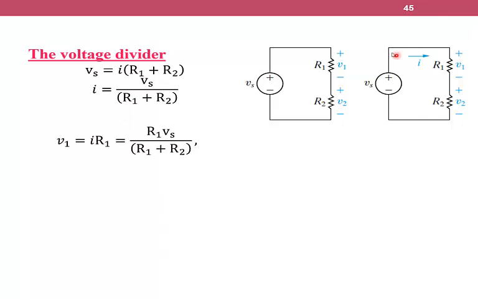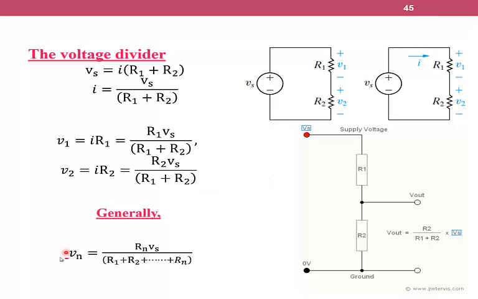Now we are going to explore the voltage across R1. V1 equals I multiplied by R1. We have agreed that I here is shared along the circuit. So I multiplied by R1, putting I as Vs over R1 plus R2, and multiplying by R1, we end up with this equation. The same applies for V2, which equals I multiplied by R2, so the same equation, but we put R2 here.